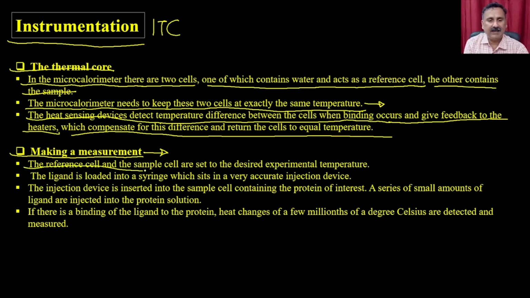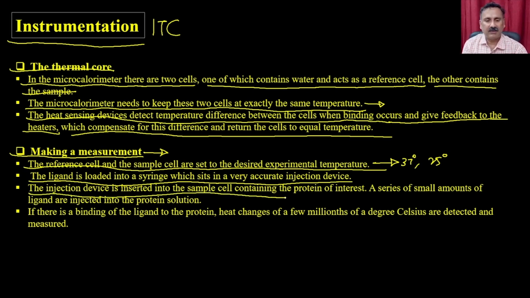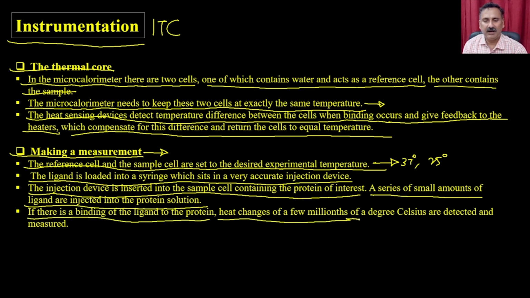The reference cell and the sample cell are set to a desired temperature. You can set 37 degrees Celsius, or you can set room temperature like 25 degrees Celsius, and so on. The ligand is loaded into the syringe, which sits in a very accurate injection device. The injection device is inserted into the sample cell containing the enzyme of interest. A series of small amounts of ligand are injected into the protein solution. If there is binding of the ligand to the protein, a heat exchange of a few degrees Celsius is detected and measured.